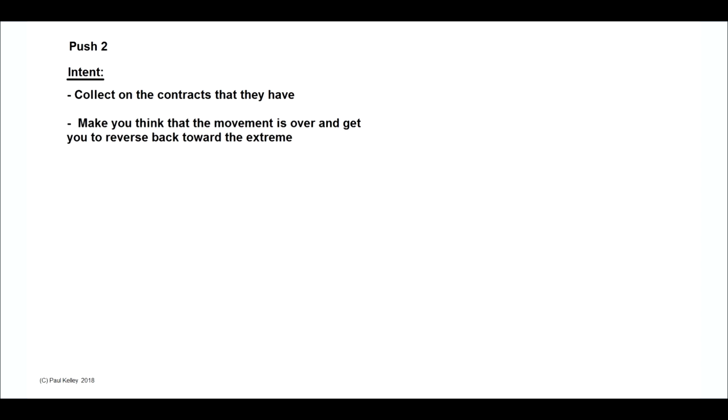With push 2, their intent is pure and simple. They want to collect on as many contracts as they have. They also want you to think that the movement is over, and they want to get you to reverse back towards the extreme without waiting for push 3. And they also don't want to allow any breakout traders who have the direction right to profit. As they're going up or down, breakout traders are going to be jumping onto the bandwagon and say, "Oh yeah, it's going," and they're going to hop in. They don't want these breakout traders to make any money, not the ones who broke out with push 1 or any other parts of push 2. They don't want them to make money.